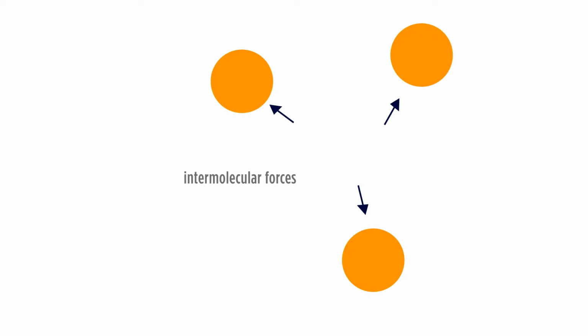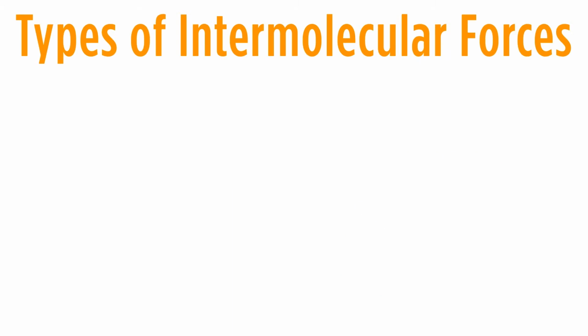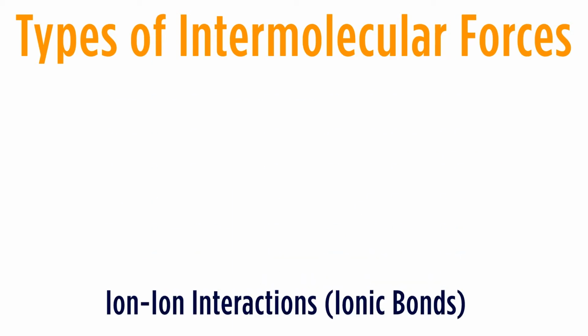It's one of the reasons that in gases, when atoms and molecules are very far apart, we can say that the attraction forces between them are very low. There are several different types of intermolecular forces. There are ion-ion interactions. These can also be considered ionic bonds, or also intramolecular forces. We're not going to discuss that in detail in this video.